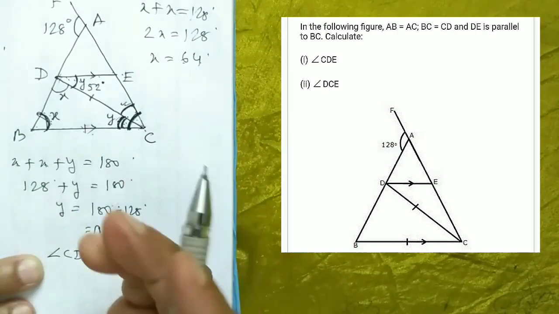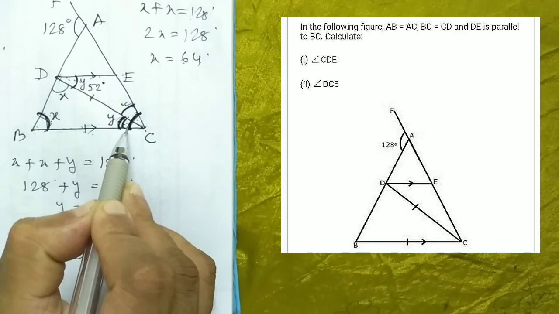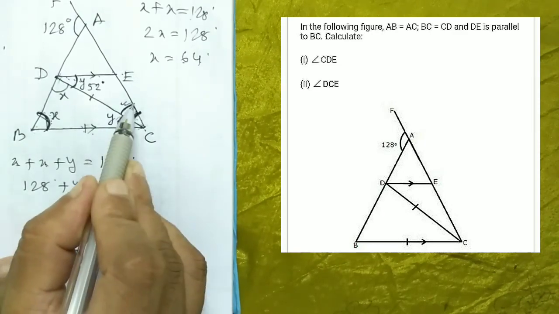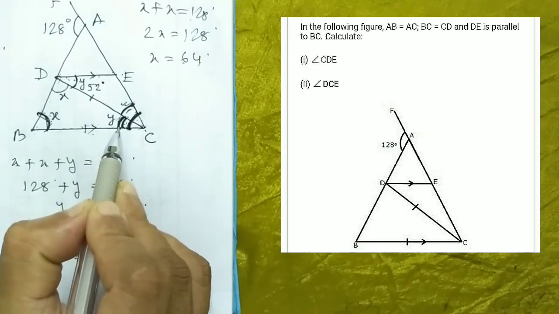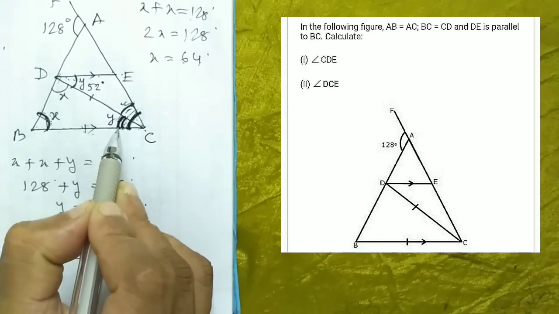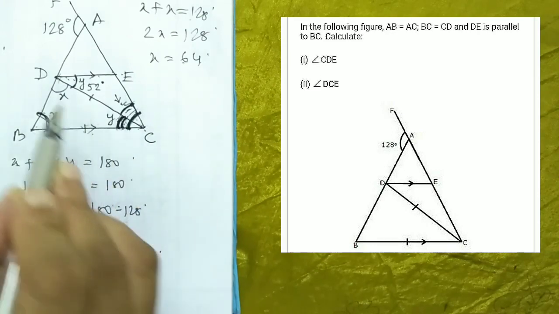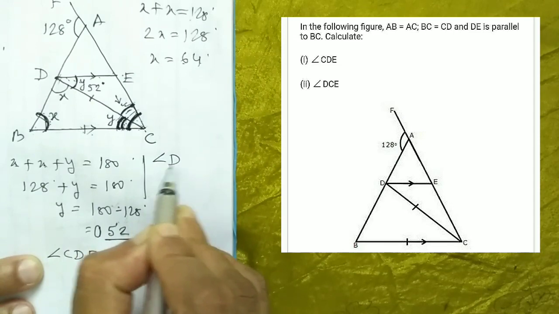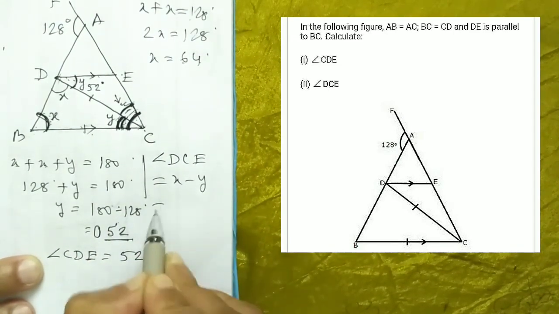You understood? Let me repeat it. This is x, so this is also x, but this much is y. So how much is this? So total is x. From x, if you subtract y, you will get this angle. What is the name of this angle? DCE.